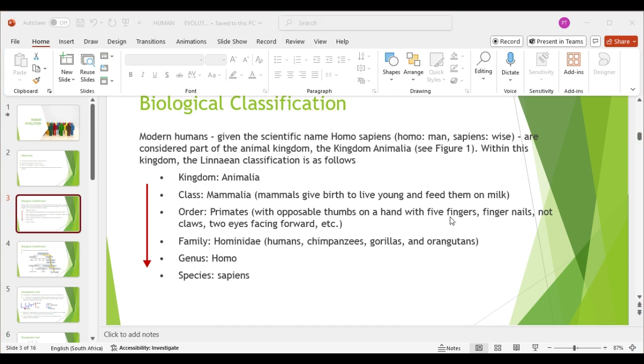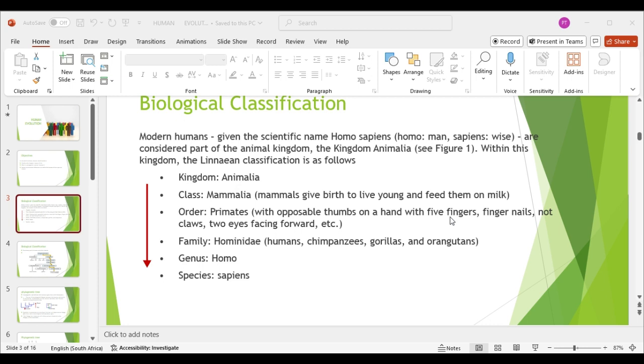Now we come to biological classification, how we are classified as humans. Modern humans are given the scientific name Homo sapiens. So we are called Homo sapiens scientifically. Homo means man and sapiens means wise. Both the words Homo and sapiens are Latin words. We are considered part of the animal kingdom, Animalia.